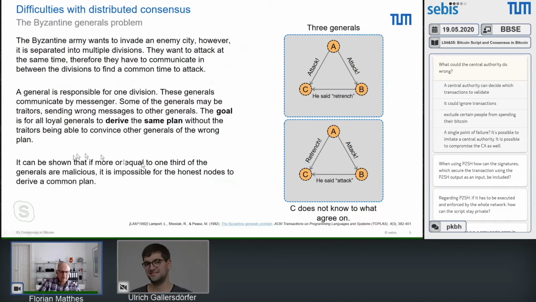And the general result, more or less described in this paper, is that if one third or more of the generals are malicious, so one third of the people are lying, it's impossible for the two thirds honest generals to derive a common plan. So this is a very difficult problem. Cheating can be successful if enough people cheat.